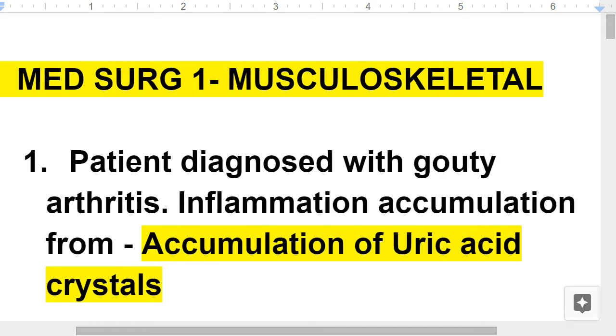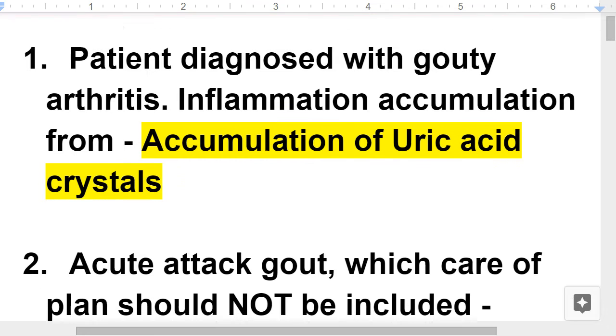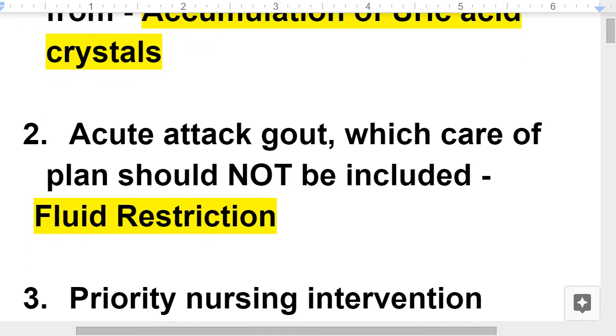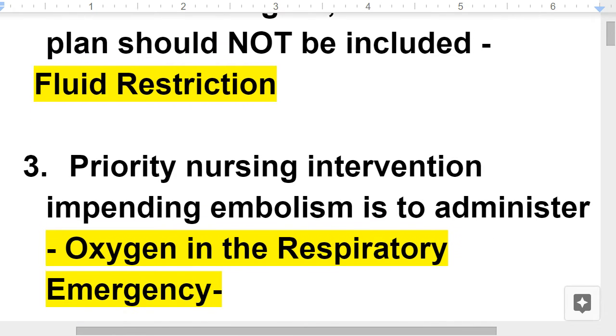Patient diagnosed with gouty arthritis. Gouty arthritis is the accumulation of uric acid crystals. In an acute attack of gout, which care or plan should not be included? For gout, there should be fluid restriction.